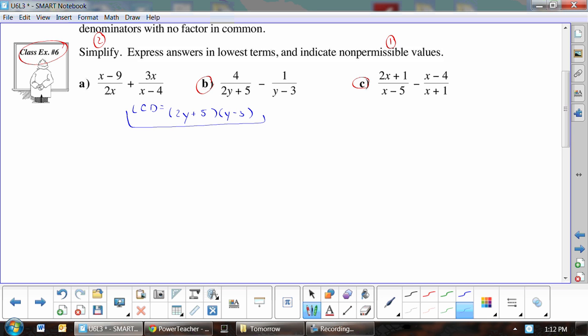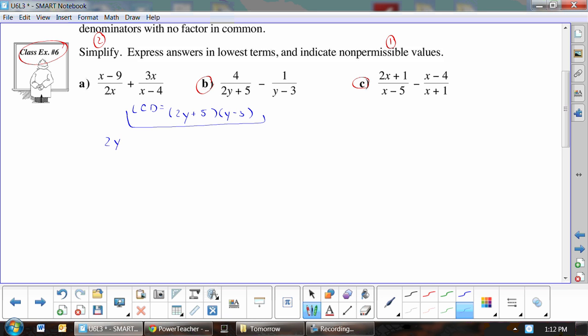Okay? No. Because how would you go, Sam, from that to make that equal to 2y plus 15? You have to multiply it or divide it by something, and you can't do that. Okay? So from here we can go, okay, so what are our non-permissibles?